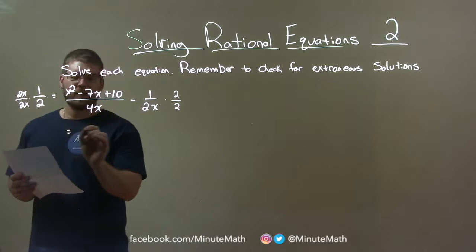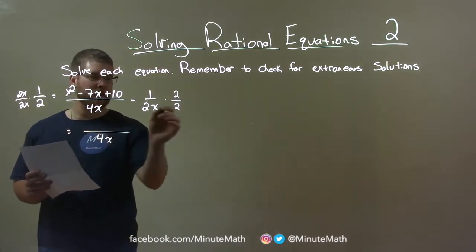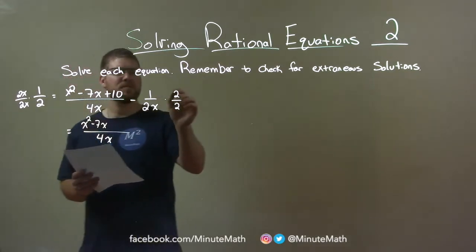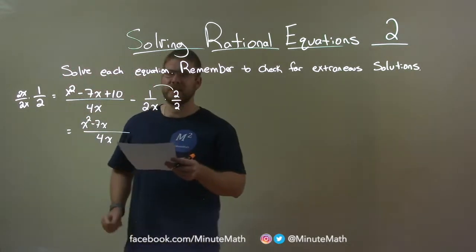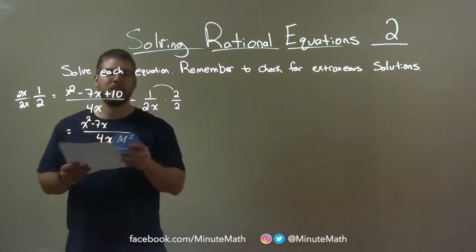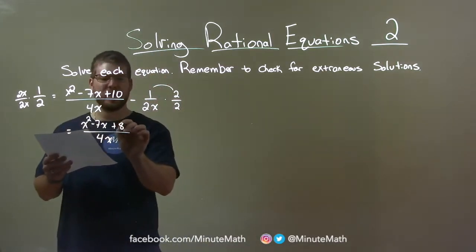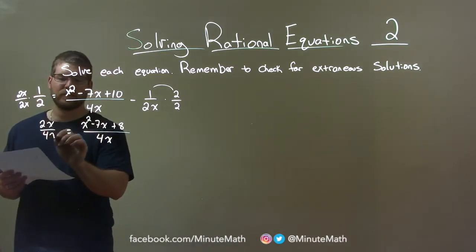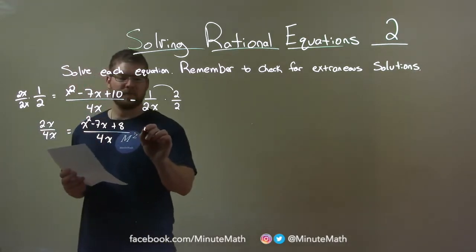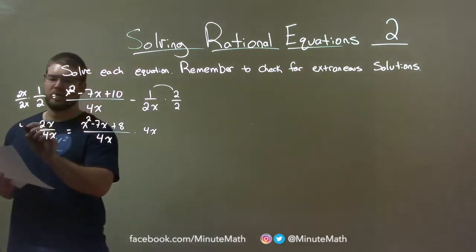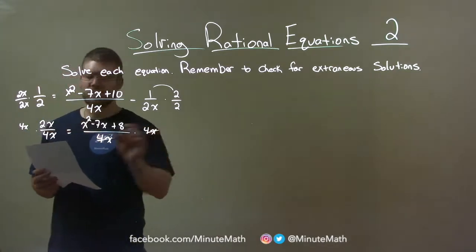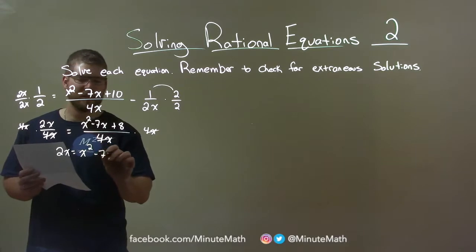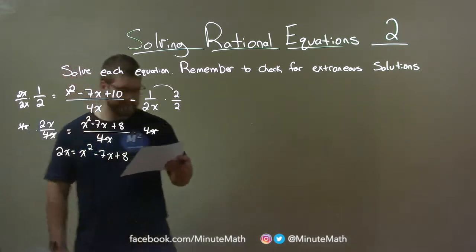So let's deal with the right-hand side first. We have 4x down in the denominator, what we wanted. So let's rewrite this: x squared minus 7x. And then 2 times 1 is a 2, and a 10 minus a 2 is an 8. So we have an 8 right there. Now we have this as just 2x over 4x. Now watch this. If I multiply 4x to both sides, these denominators cancel. I'm left with 2x equals x squared minus 7x plus 8.